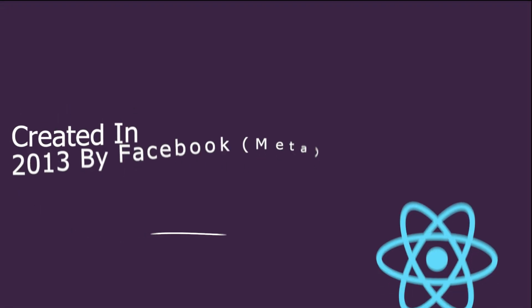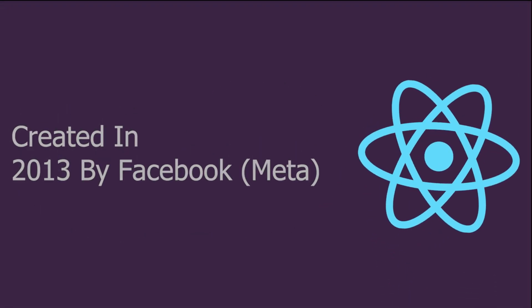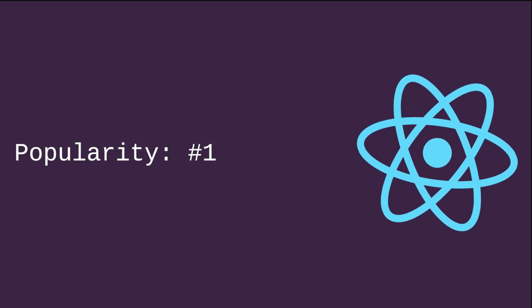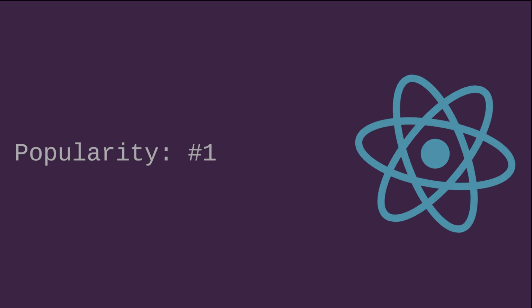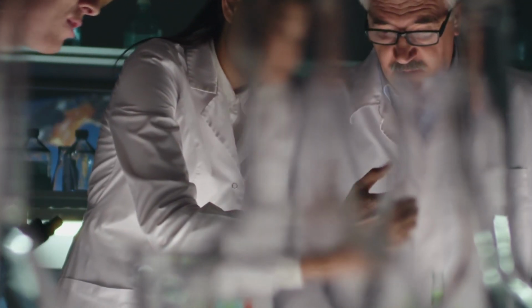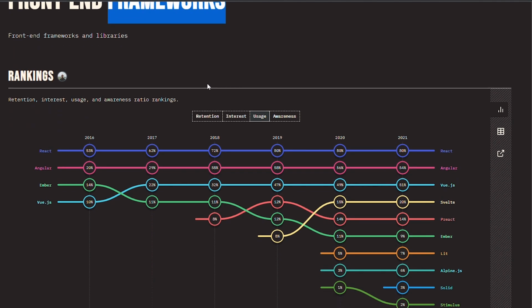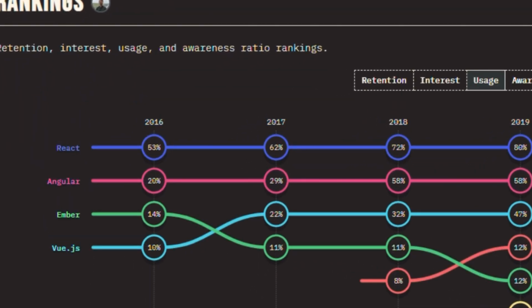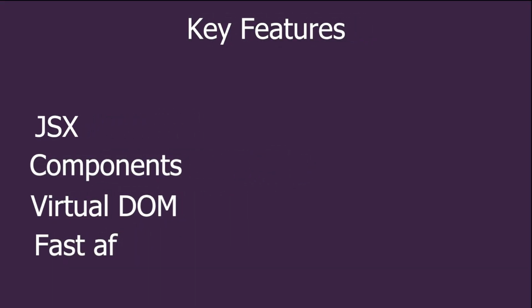React was created in 2013 by Facebook, and it's the most popular one. Well, is it a library or a framework? Well, I don't care, because scholars disagree on this, but according to the State of JavaScript 2021, it's a framework. So technically, it's a framework used to make UI components. Its main features are JSX, components, virtual DOM, and it's simple and fast.